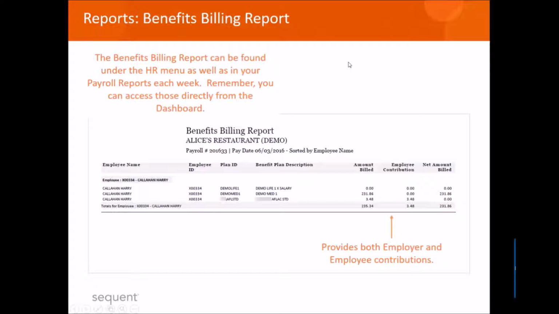Next, I want you to just take a quick look at the benefits billing report. The benefits billing report is a standardized payroll report that will be a part of that payroll history that I talked about in the beginning on the dashboard, where you just click right on the payroll number. It takes you to all of that history. This report is created each week once we finalize payroll. You can also find it under the HR reports menu if you ever wanted to rerun it in a different mode for whatever reason. Here you'll see it lists Harry Callahan, his employee ID, all of his plan information, and then both of the employer and employee contributions. So this might also take the place of one of the current deduction reports.